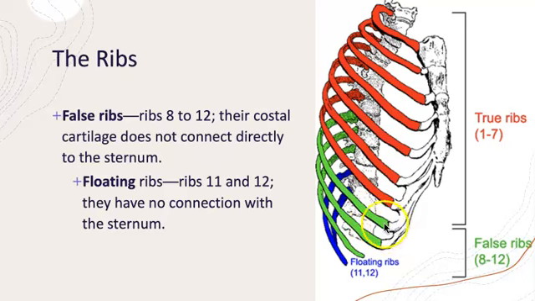So notice that the false ones here, so we've got 8, 9, and 10, have costal cartilage that is jumping onto the one above it in order to attach to the sternum. So it's a bit of an indirect manner. And then we have our floating ribs here, ribs number 11 and 12, that are just going to have a little bit of hyaline cartilage at the very end. So they have no connection to the sternum.